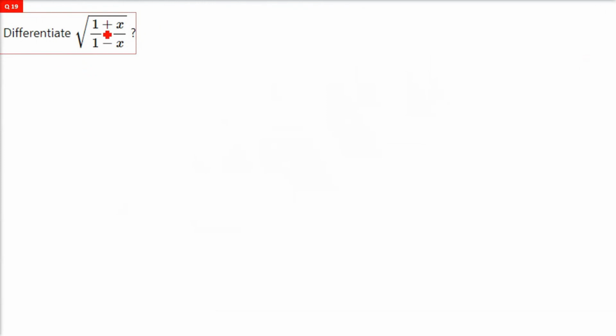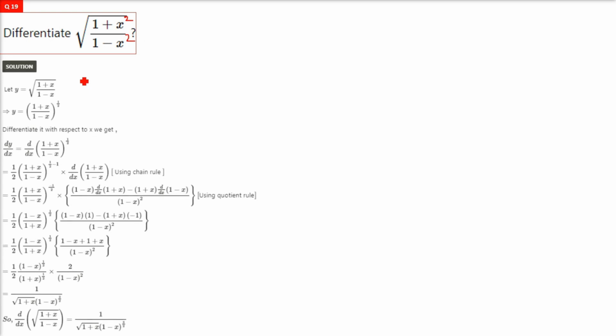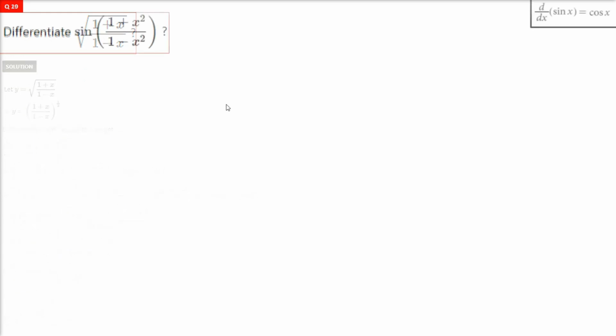Now differentiate under root (1 plus x) by (1 minus x). So we have just done a question with 1 plus x square and 1 minus x square. So we have done a more complicated version. So I hope you will be able to do it. The answer is in front of you. You can try any problem, you can just ask. Okay. So this is one of the same questions we have already done. And this is also that type of question only without a root. But the idea will remain same.